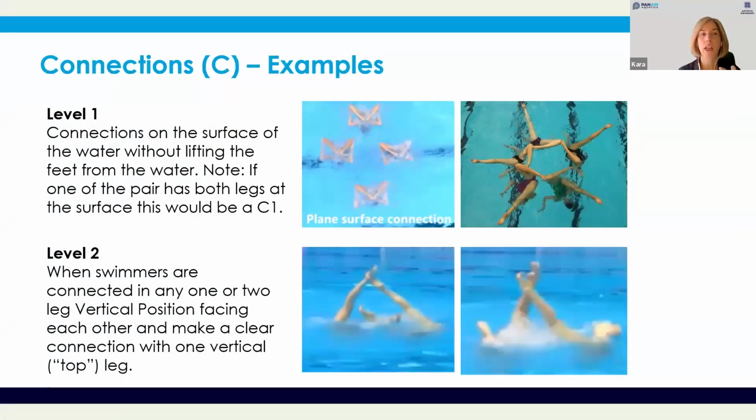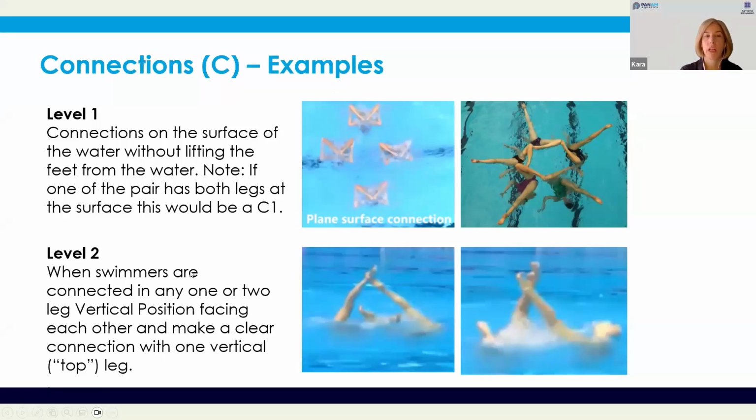So level 1 is for connections on the surface and essentially anything out of the cone. You can see in the image to the right, the legs are probably just below a 90 degree, but maybe off the surface a bit, out of the cone. So piked and at the surface, or your legs are out of the cone, is a level 1.